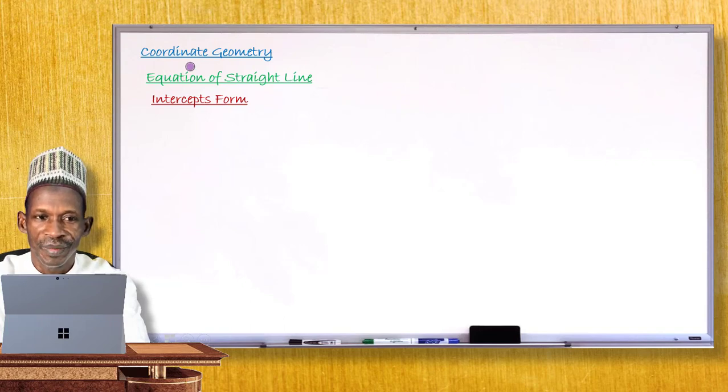Today, in continuation with your main topic, that is coordinate geometry, we are still learning how to find the equation of a straight line. This time around, we take the last form, and this last form is called the intercepts form.